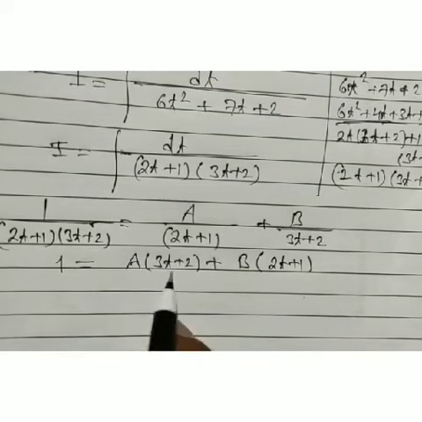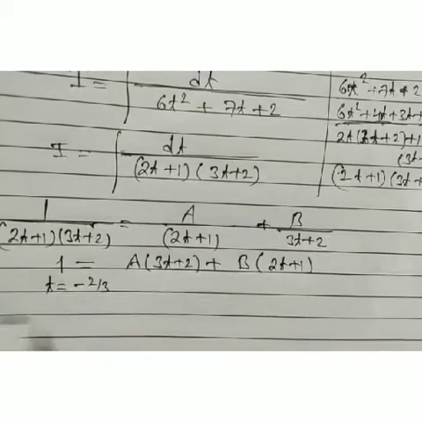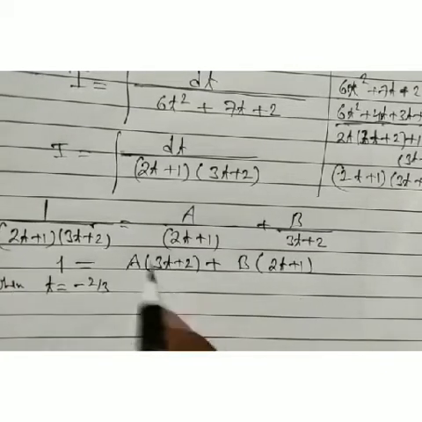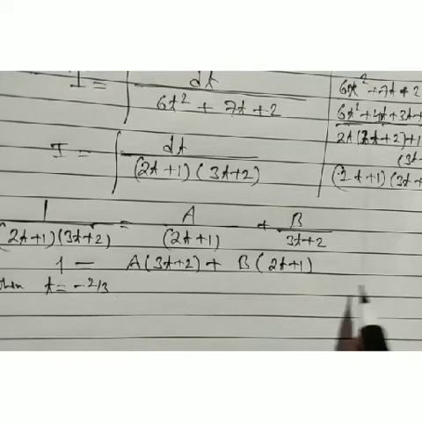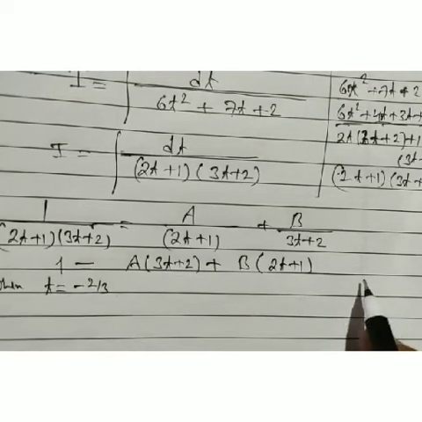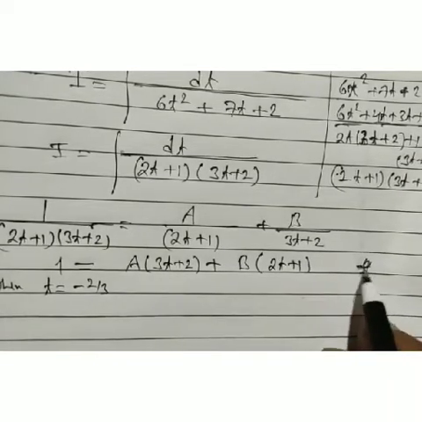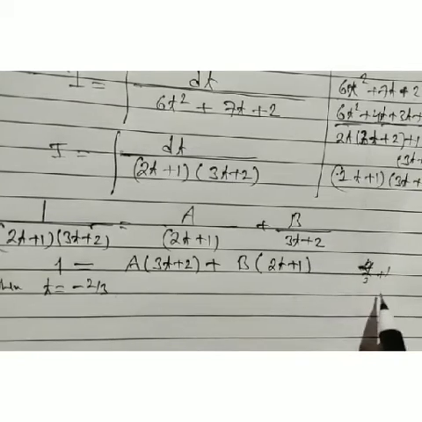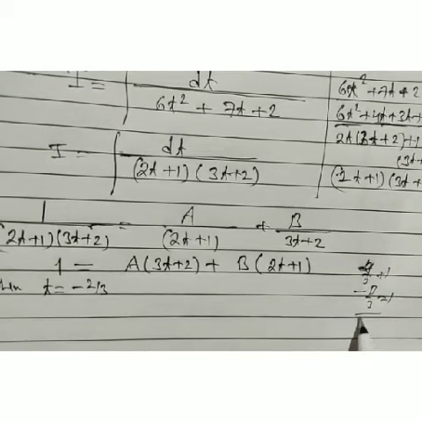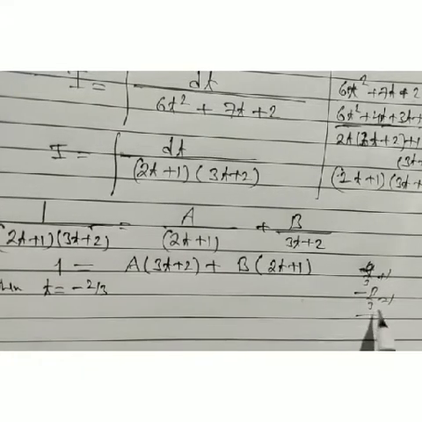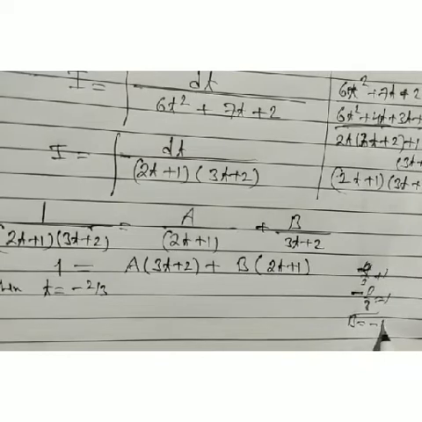First, when we take t equal to minus 2 by 3, this part is 0. Then we put minus 2 by 3 here, and it's minus 4 by 3 plus 1. Then we get minus b by 3 equal to 1. Solving it, we get the value of b equal to minus 3.